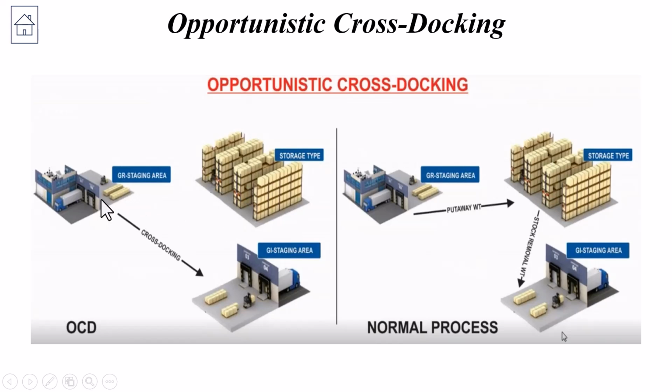Now we are directly docking from one docking area to another docking area, from the goods receipt zone to the goods issue zone. So there is an opportunity here, because we have the same set of products in the GR zone, that's why it is an opportunity to cross-dock. That's why it is called opportunity cross-docking in the terminology of SAP EWM. Now let's get into another topic.